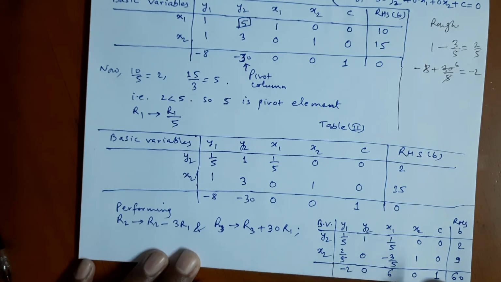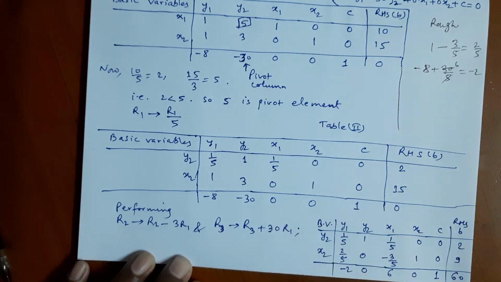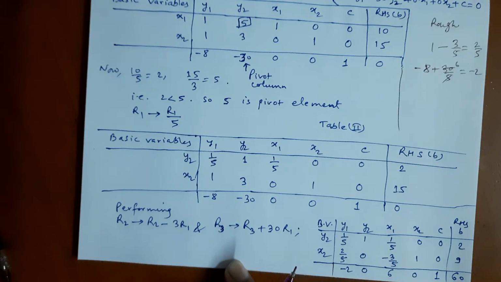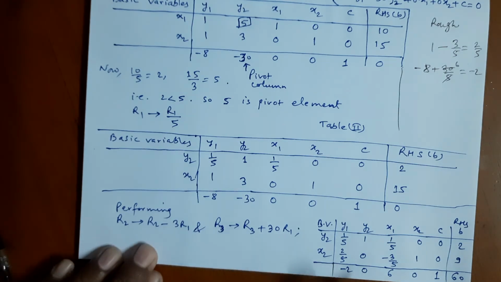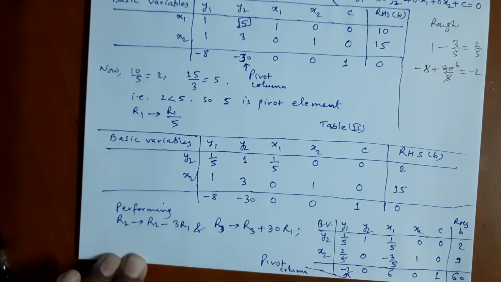Okay, and again the elements of the bottom row are not all non-negative. Elements in the bottom row must be non-negative to get the final solution. So still this is negative. Okay, so whichever is more negative, that column will be the pivot column. And here this first column is the pivot column. Okay, this column is the pivot column.